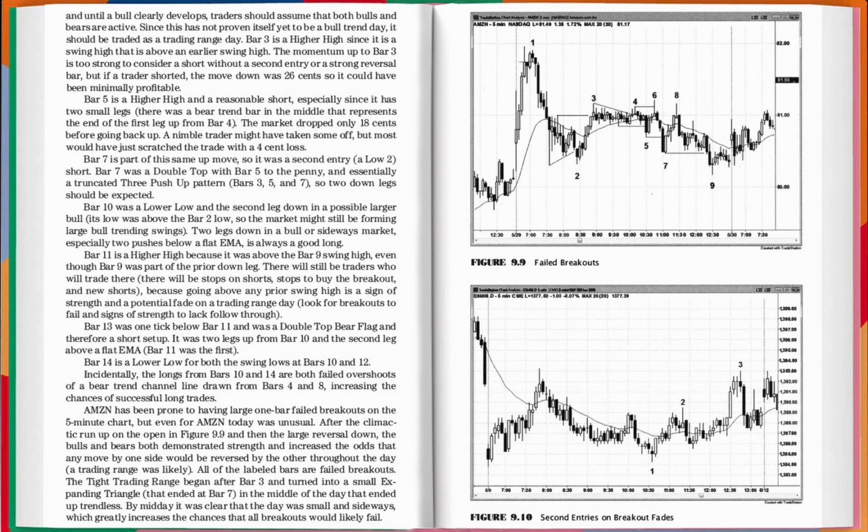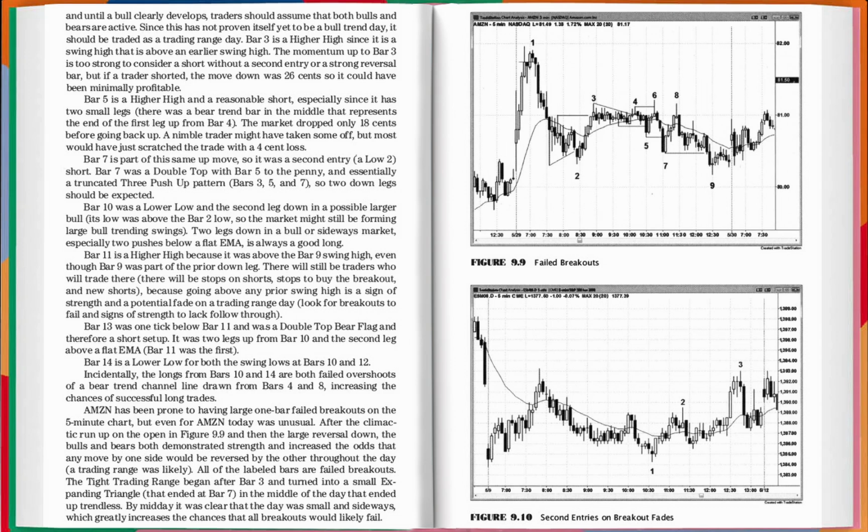Bar 10 was a lower low and the second leg down in a possible larger bull. Its low was above the bar 2 low, so the market might still be forming large bull trending swings. 2 legs down in a bull or sideways market, especially 2 pushes below a flat EMA, is always a good long. Bar 11 is a higher high because it was above the bar 9 swing high, even though bar 9 was part of the prior down leg.